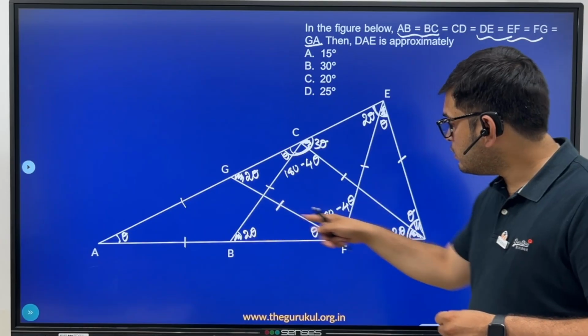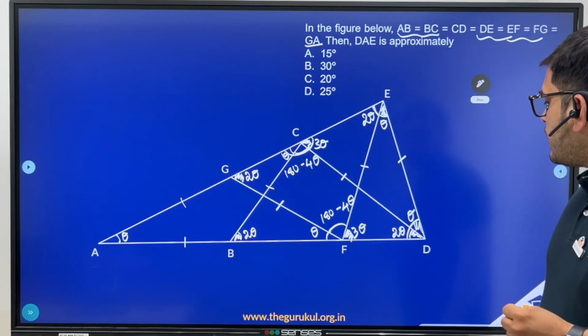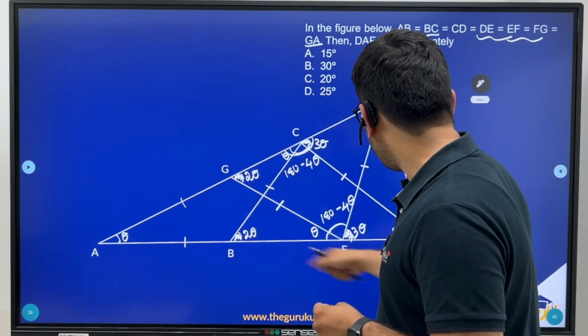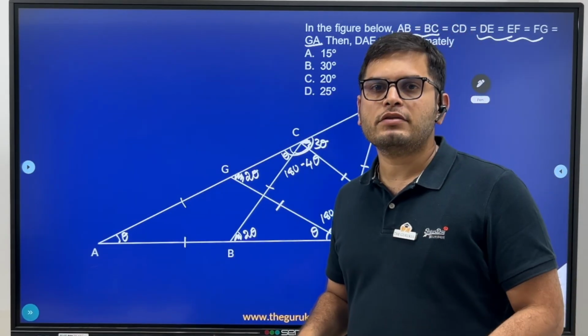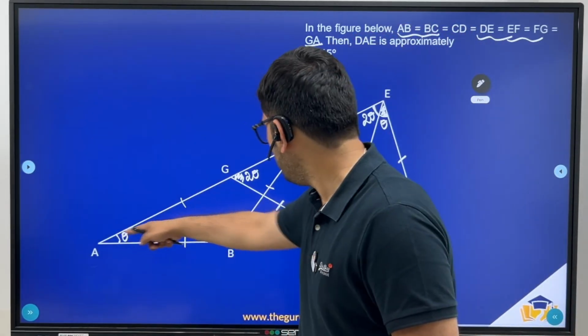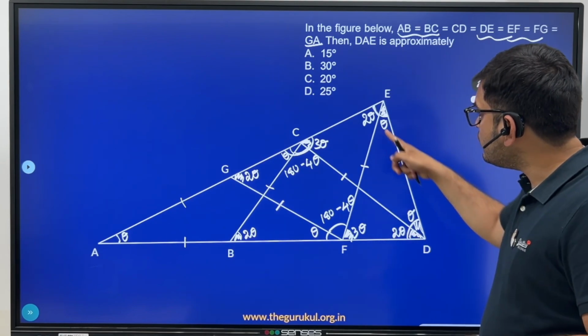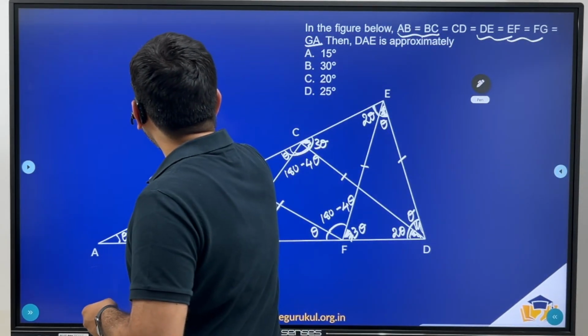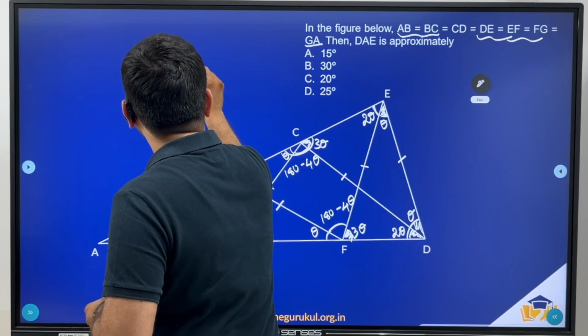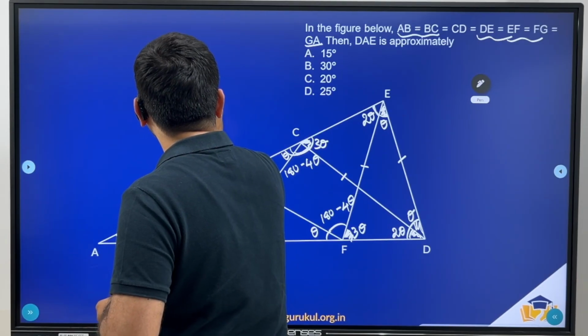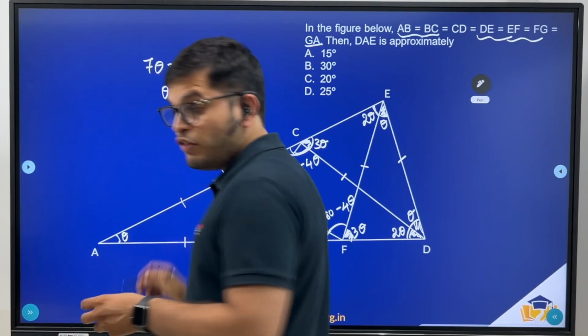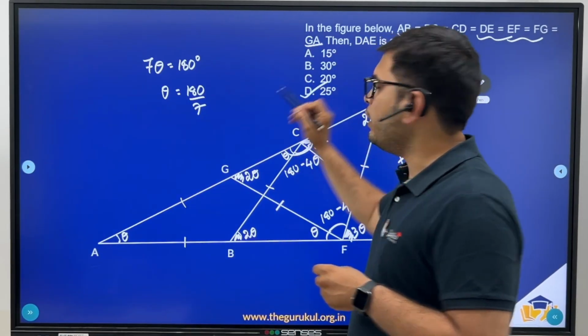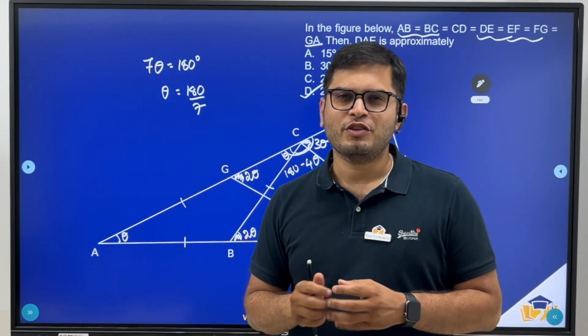Now let us consider the larger triangle ADE. In the triangle ADE, the sum of all the angles should add up to 180 degrees. Theta plus 3 theta, 4 theta, plus 3 theta, 7 theta should be equal to 180 degrees, or theta is equal to 180 by 7, which is approximately 25 degrees. Hence option D should be the answer.